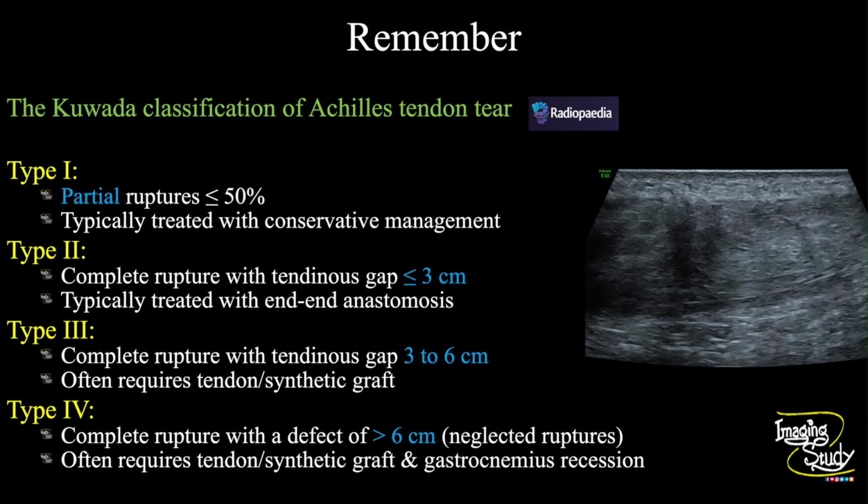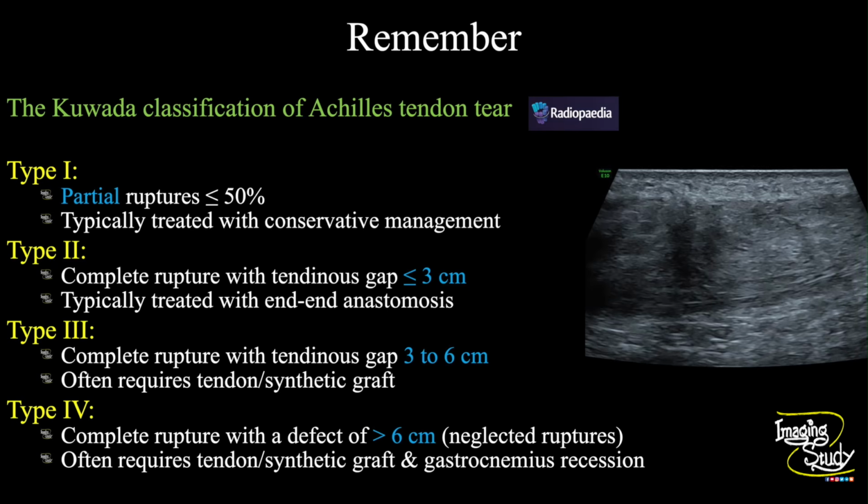Now the take-home message. Whenever we get a tendo-Achilles tear, we go for the Kuwada classification commonly. This helps manage the patient accordingly. In case of type 1, you'll see the partial rupture of the tendon where you give the conservative management. In type 2, there will be a complete rupture with a tendinous gap up to 3 cm. This is usually treated with end-to-end anastomosis.